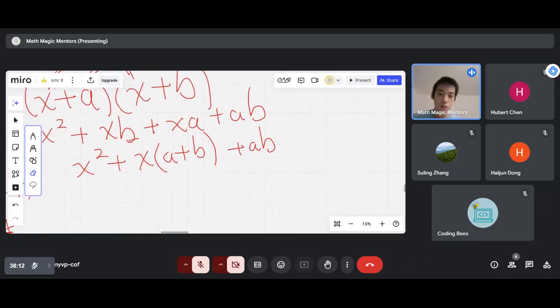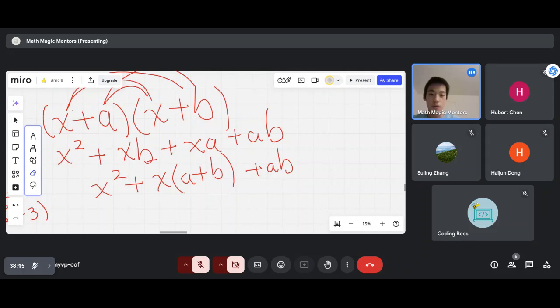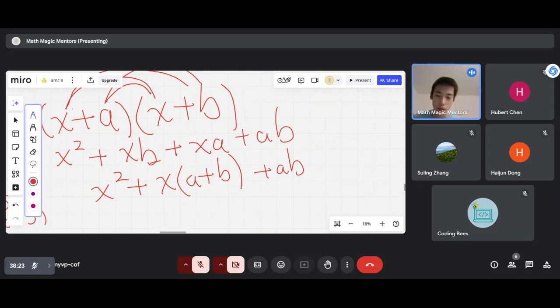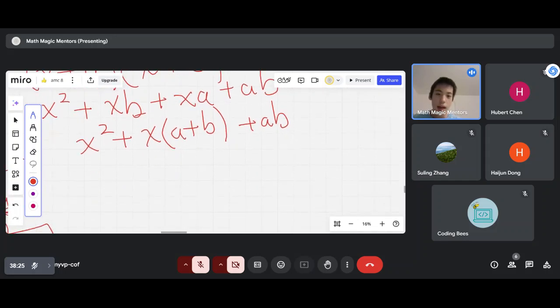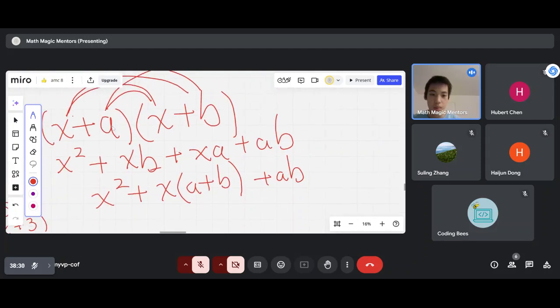And so this is really nice because we know that if you have a factored quadratic x plus a times x plus b, where a and b are constants that we don't really know the value of yet, we know that the coefficient of the x term is the sum of a and b, and the product will just be the constant. So the constant will be a times b. So that's kind of nice, right?